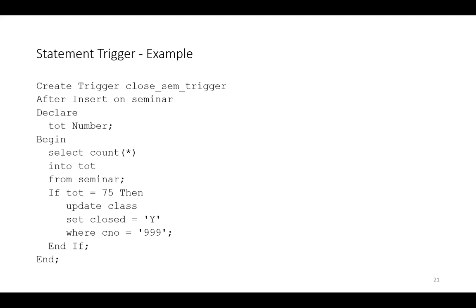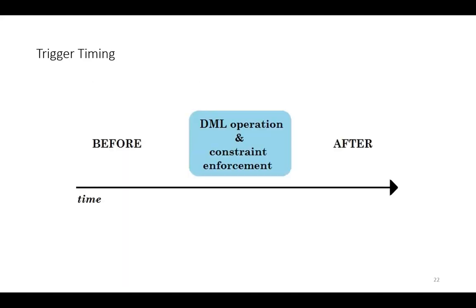Let's examine the timing a little more closely. When we perform a DML operation, insert, update, or delete, we could say that it occurs at a particular point in time, as shown on our timeline here. Notice that time is advancing across the screen from left to right. So prior to the DML operation, prior to the constraint enforcement, we have before. So when we create a before trigger, that's when it will fire, at the time indicated by before in our diagram.